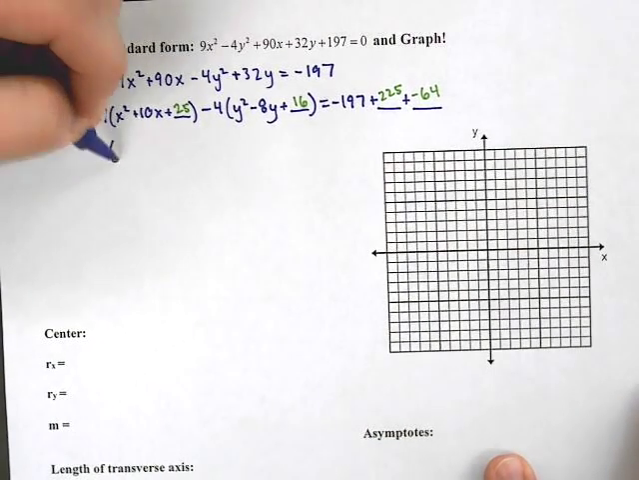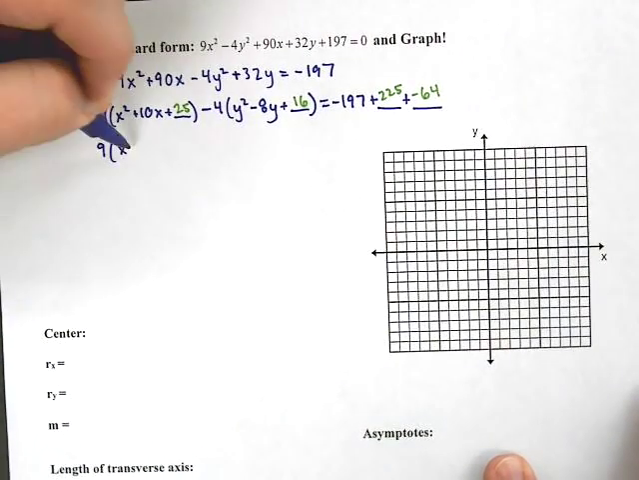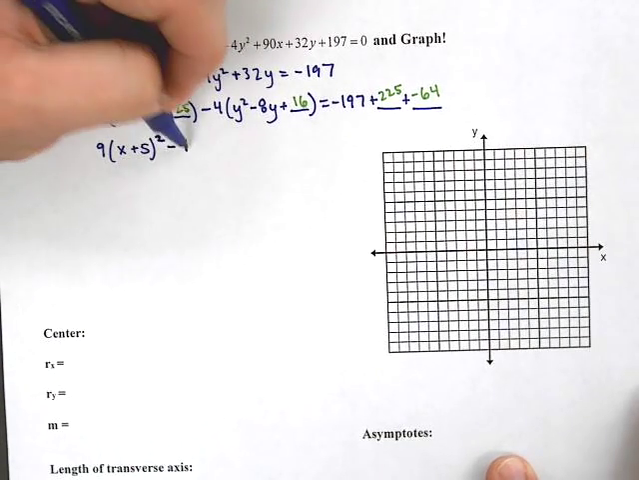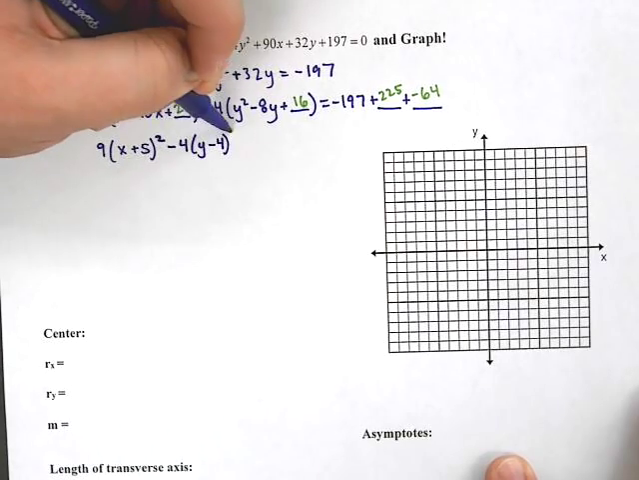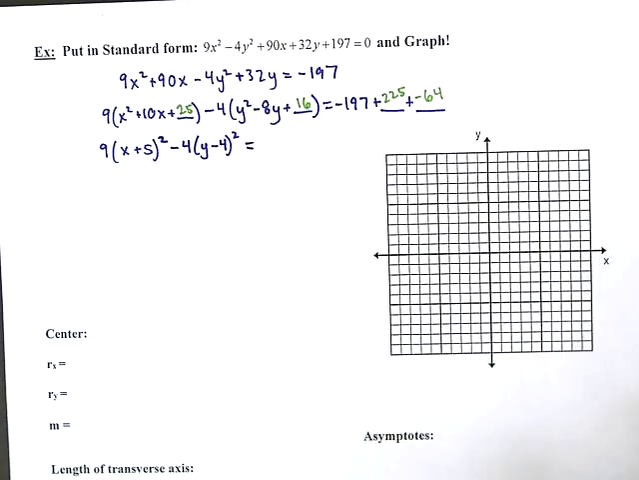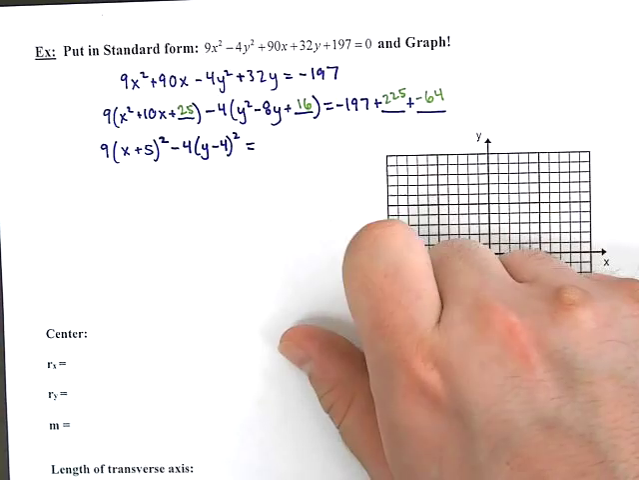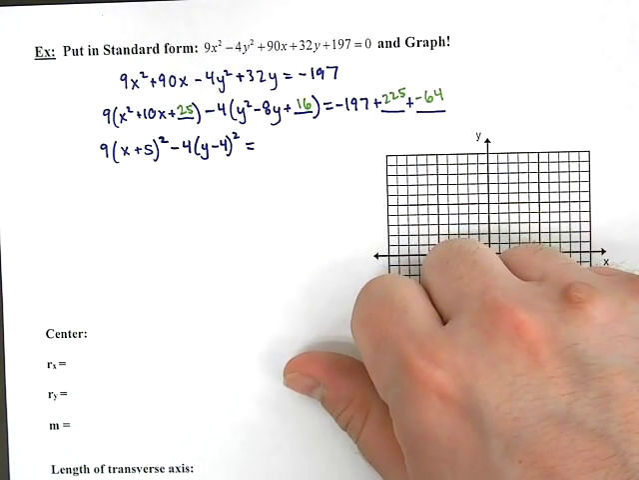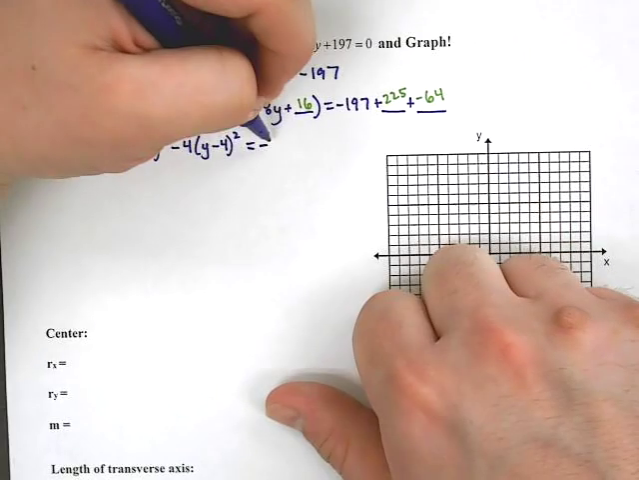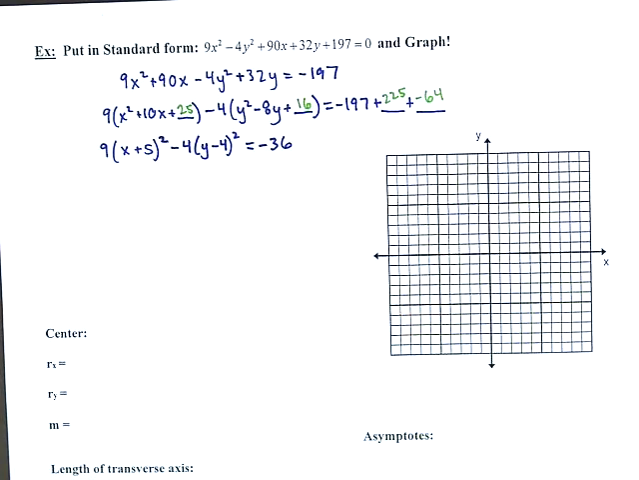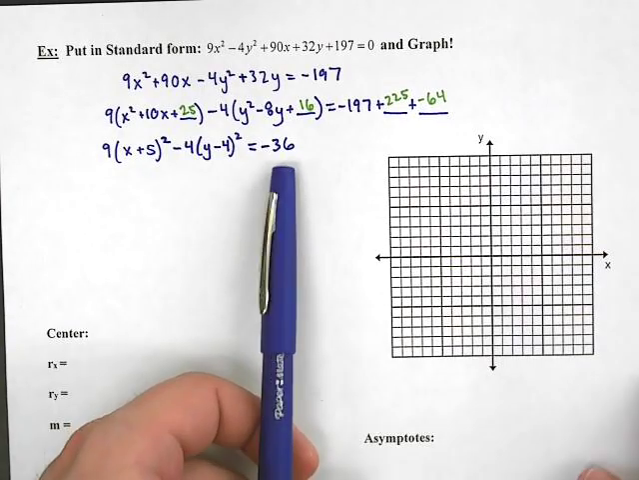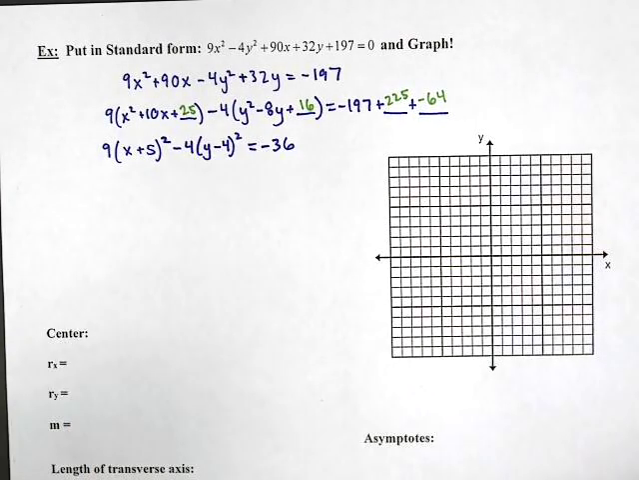All right, let's see what happens here. We have 9 times x plus 5 squared, then minus 4 times y minus 4 squared equals, let's see here. Negative 197 plus 225 is 28. 28 minus 64. What is that? Negative 36. Oh, interesting. So not only is that not a 1, but it's also negative. So that's actually going to change things up quite a bit.